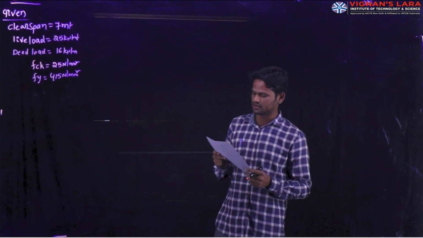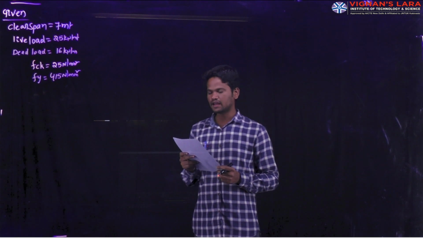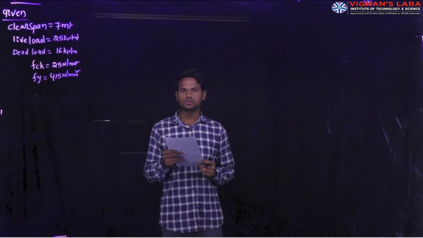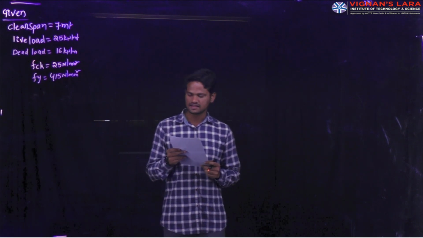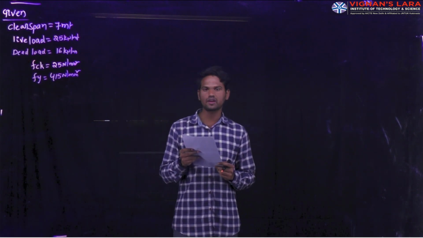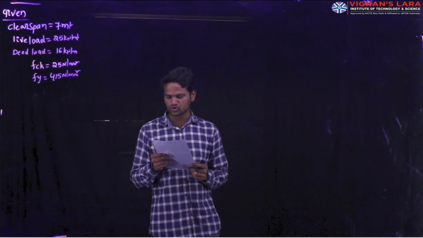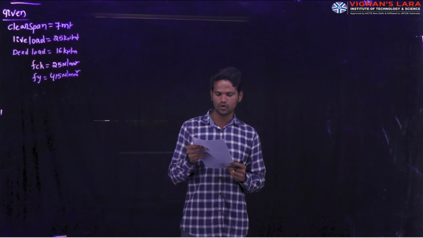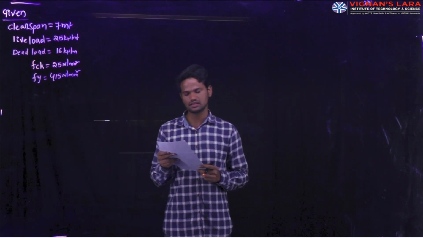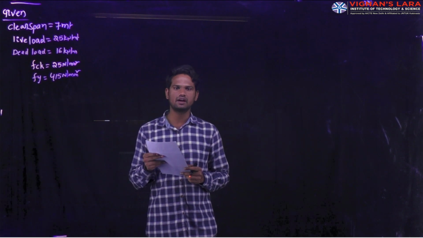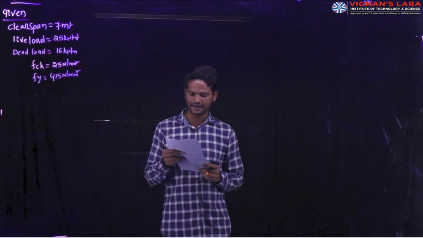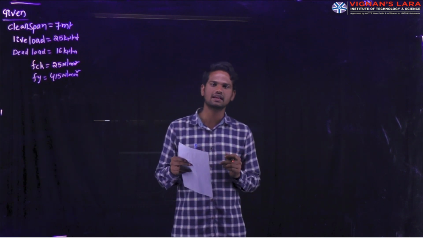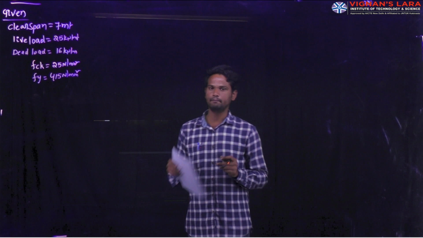The given problem is: design a doubly reinforced rectangular beam, simply supported at both ends, to carry a service live load of 25 kilonewton per meter and a superimposed dead load of 16 kilonewton per meter over a clear span of 7 meters. Use M25 grade concrete and Fe415 grade steel. This is the problem they are asking us to design for the doubly reinforced beam.